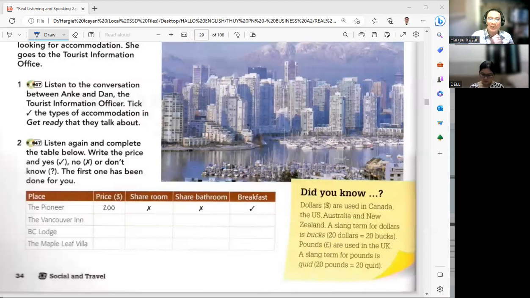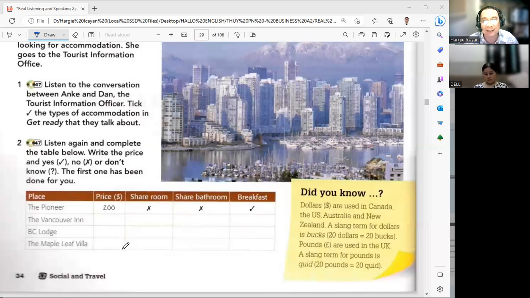Okay, so let's try to answer that one now. The one that he offered first would be the Pioneer, and that would be so expensive because the price is $200, or 200 bucks. Of course, she will not share a room. She has her own bathroom, and breakfast is included. But according to her, she cannot afford that.